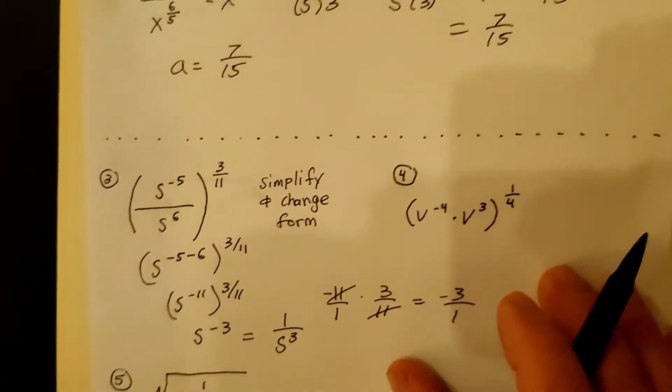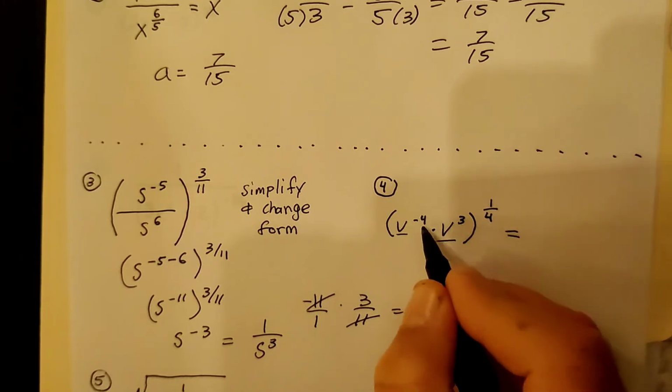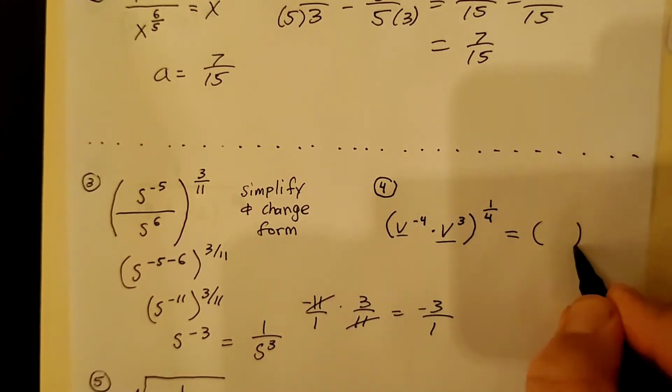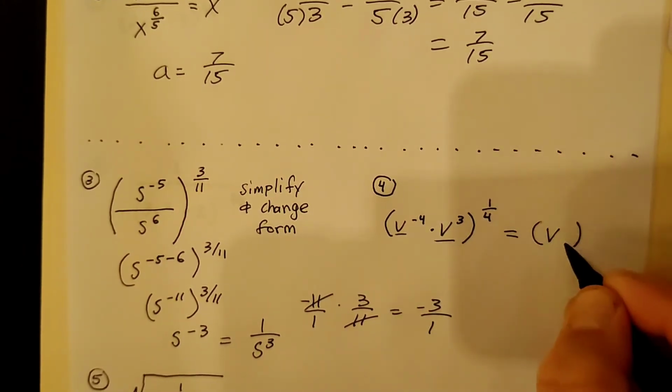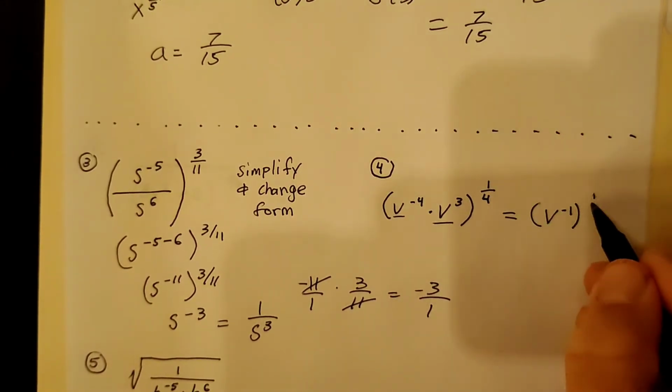Alright, number 4 here, guys. Again, inside parentheses first. Base times base, you add. -4 plus 3 makes -1. Bring down the 1/4.